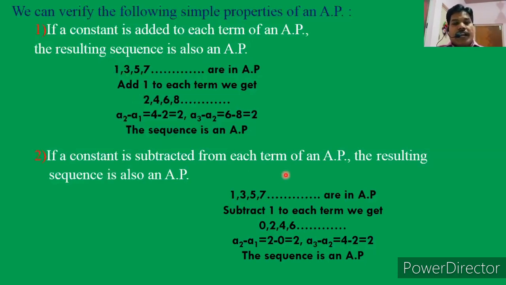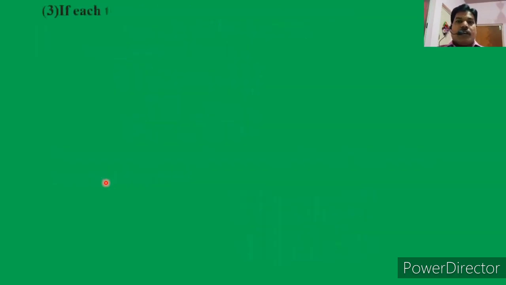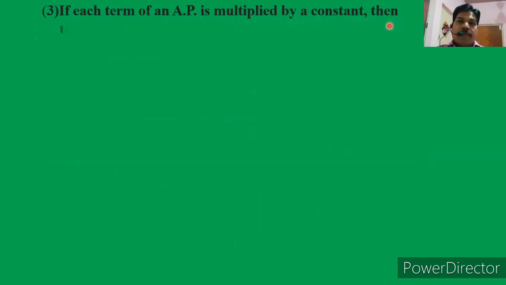If you take an arithmetic progression and subtract a constant from each term, the resulting sequence is also an AP. Similarly, we can take one more property here. What is that one? If each term of an AP is multiplied by a constant, then the resulting sequence is also an AP.